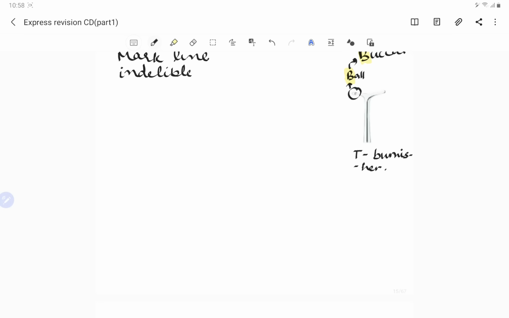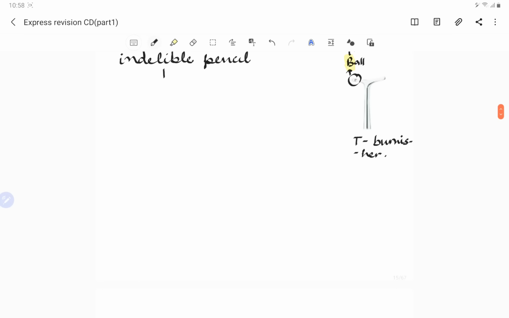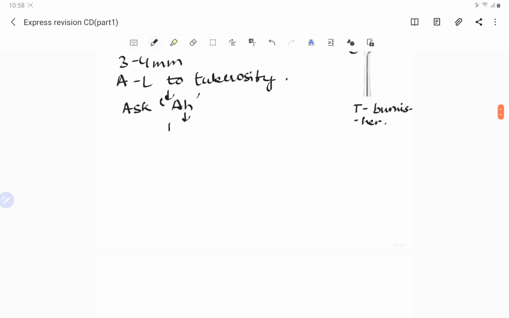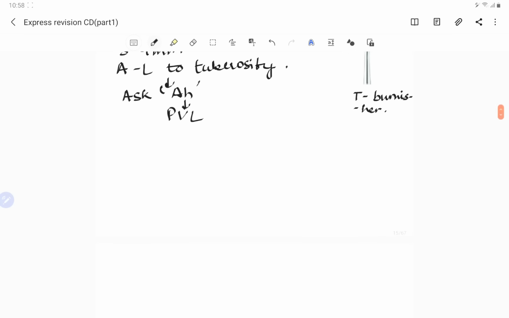An indelible pencil is a pencil which runs on the skin and mucosa. So we use this pencil to mark, through the notch, extending 3 to 4 millimeters anterior lateral to the tuberosity, approximating the mucogingival junction. Then we ask the patient to say ah in a short, unexaggerated manner, and we mark the posterior vibrating line. Then we connect both lines, anterior vibrating and posterior vibrating.